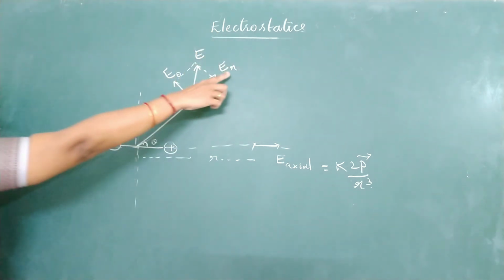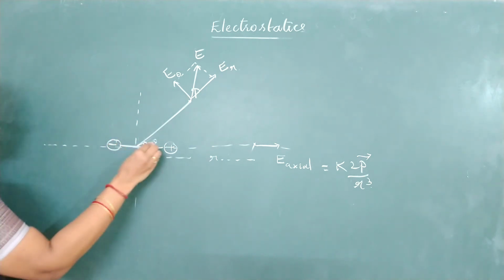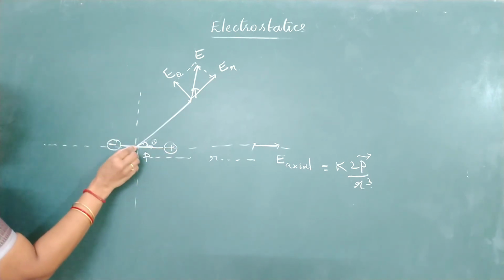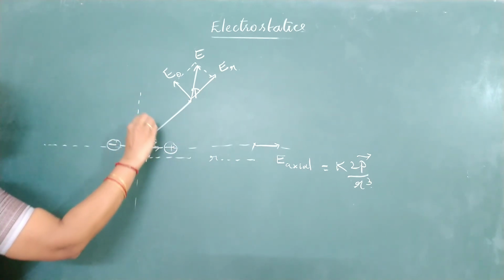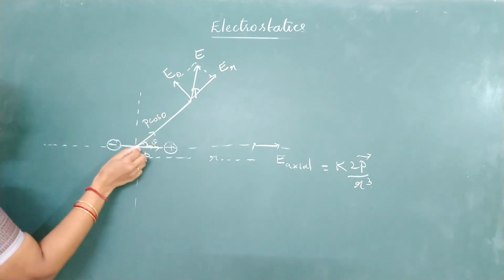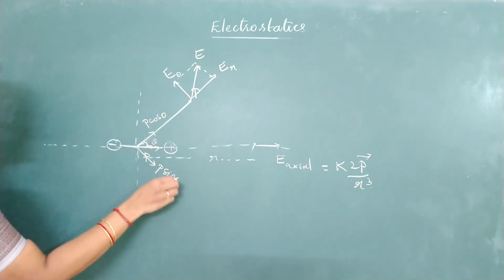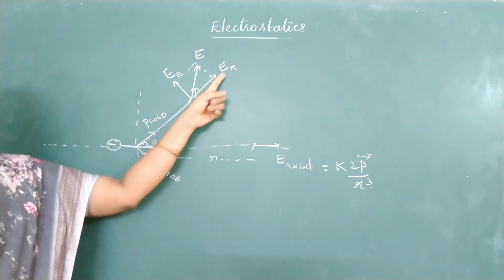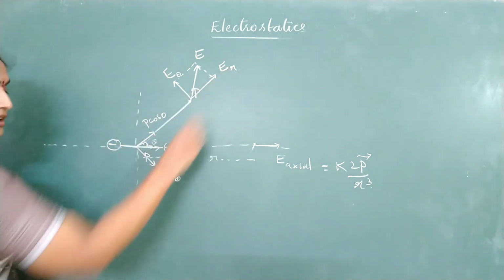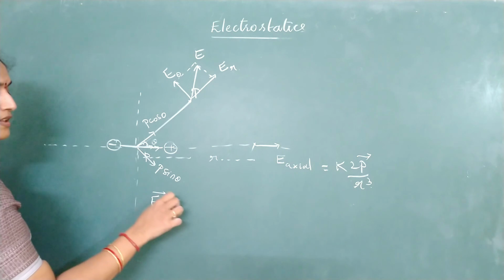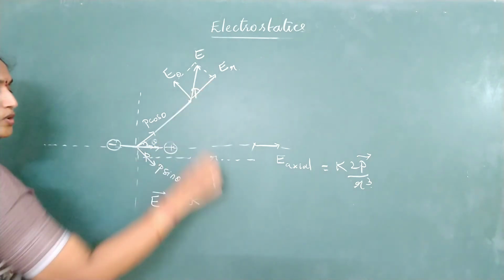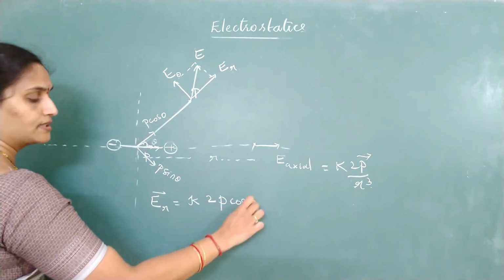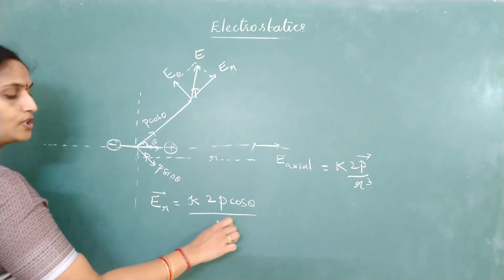So how to get this radial and angular components? If this is your dipole moment P, I will split this dipole moment into two components. If this is the dipole moment along this line, P cos theta, and this side we have P sin theta. For the P cos theta component, E_r is along the axial line. So what is E_r equal to? 1 by 4 pi epsilon naught, 2 times, instead of the dipole moment, I will take the component, 2P cos theta divided by r cube.